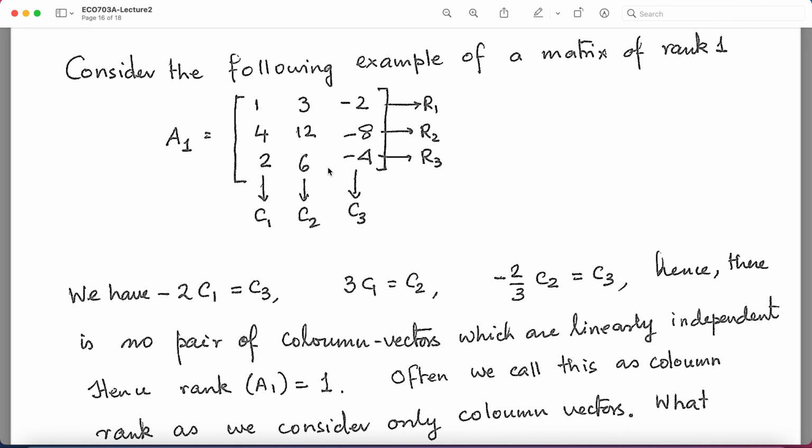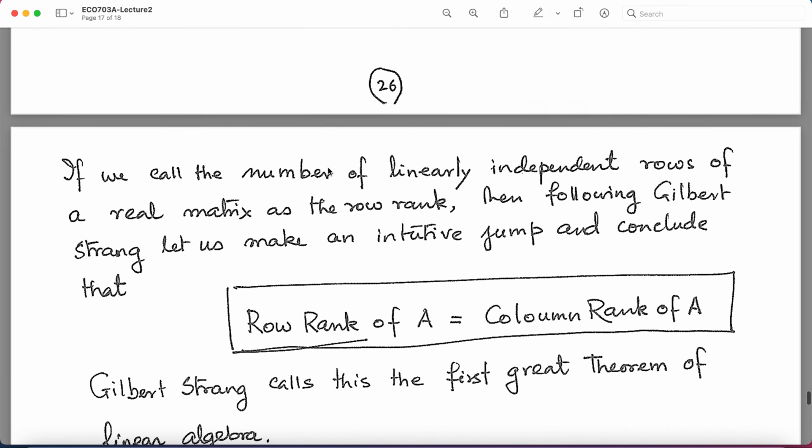I have already mentioned that the number of linearly independent rows and the number of linearly independent columns must be the same, but from the rank 1 matrix we have essentially shown through this example that they are the same. The number of independent rows of a matrix is called the row rank of A. In fact, the row rank of A is equal to the rank of A, which is equal to the column rank of A. The normal rank is called the column rank of A.